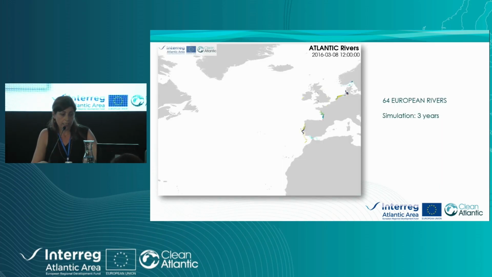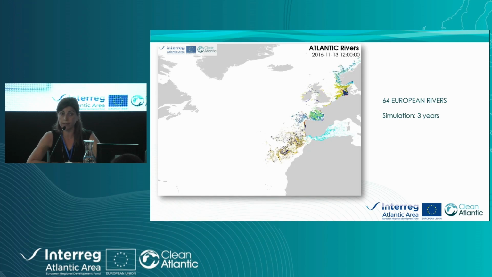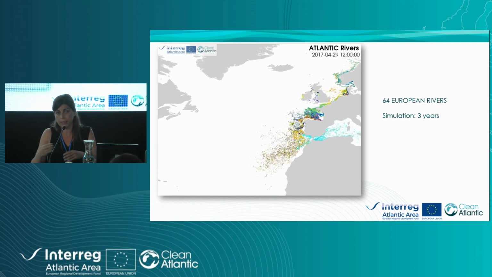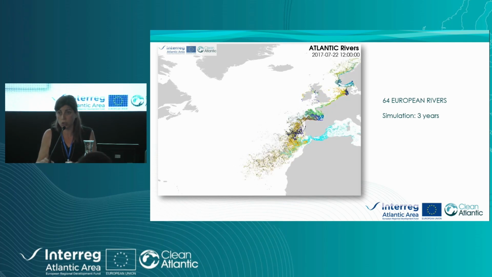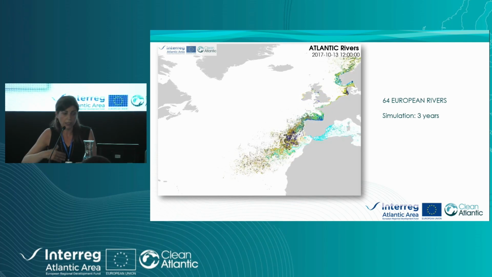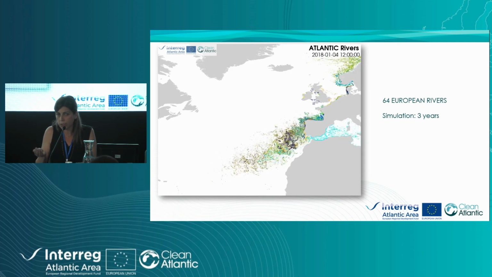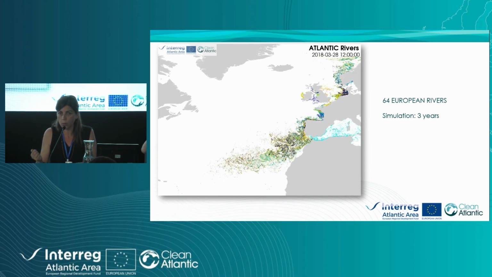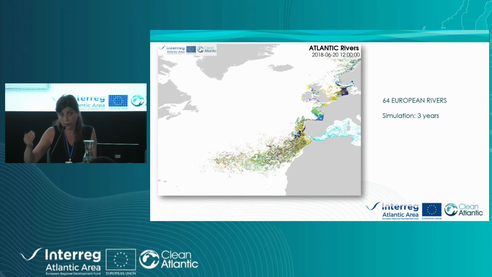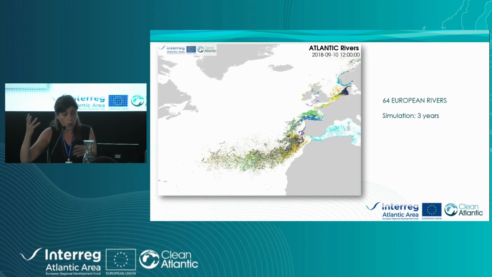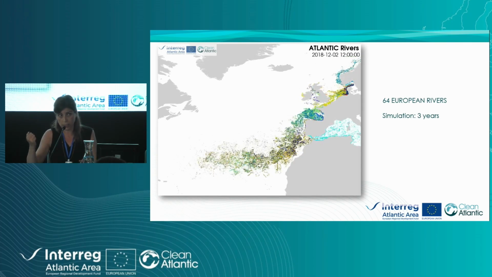in the northern Atlantic. This other simulation includes 64 European rivers, and the particles depend on the flow. Higher flow, more particles. And we can see how many rivers go to the north of Europe.